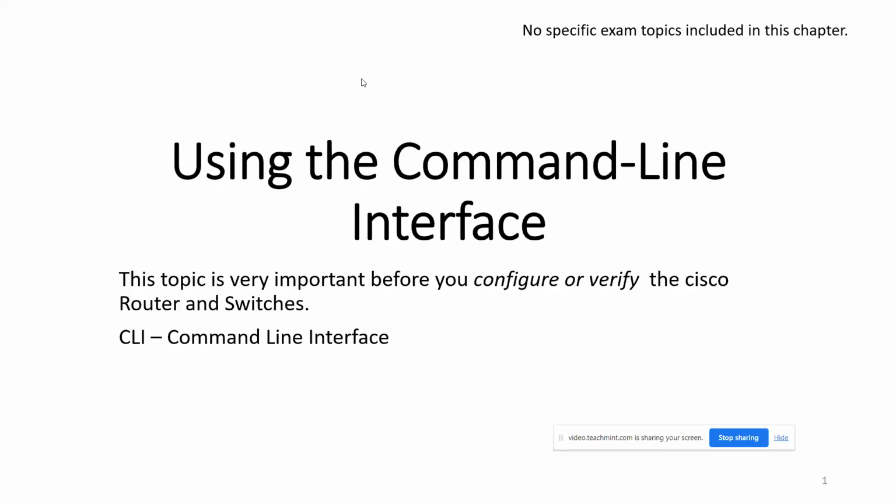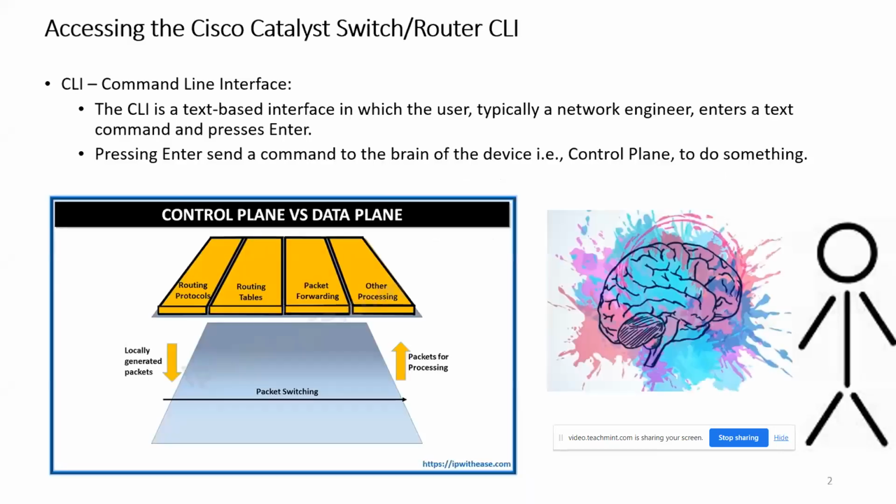So we'll talk about CLI, the command line interface of a router. Now, what is a CLI basically? CLI is a text-based interface where a network engineer, typically a user, can type some commands and hit enter. As soon as he hits enter, the command gets fed to the router or switch or firewall's brain. So it's very simple to use the commands we will be having.